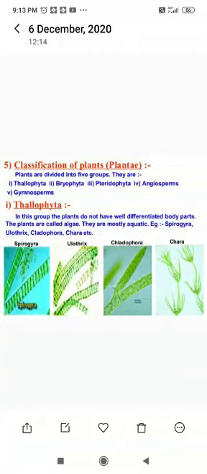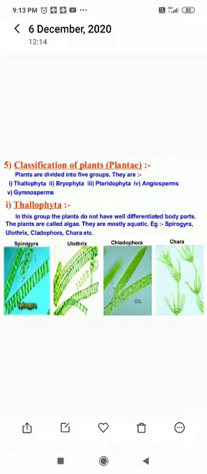Good morning, children. Let us learn the classification of plants in this class, which belongs to the Plantae kingdom. So plants belong to the Plantae kingdom, and here plants are divided into five main groups. Which are those five main groups? They are Thallophyta, Bryophyta, Pteridophyta, Angiosperms and the Gymnosperms. These are the five main groups of the kingdom Plantae.